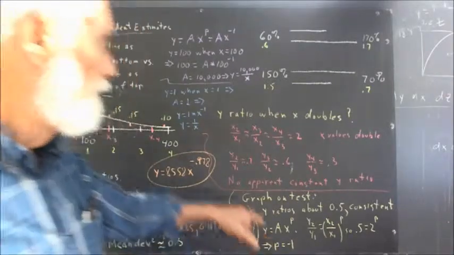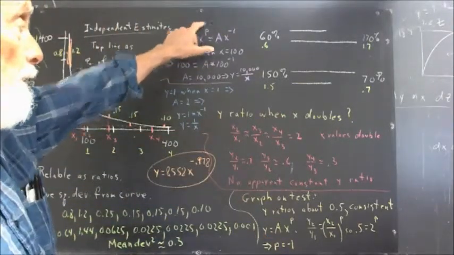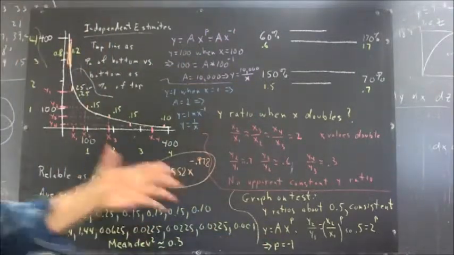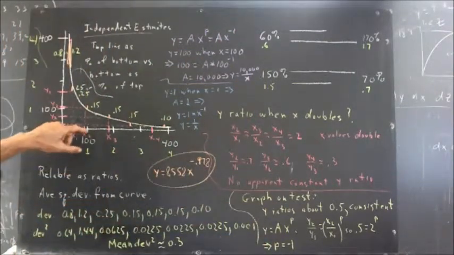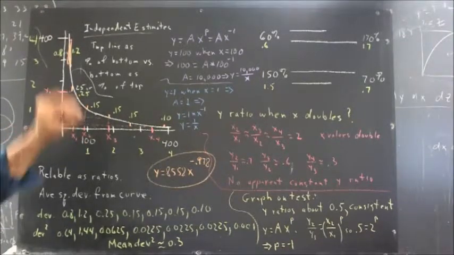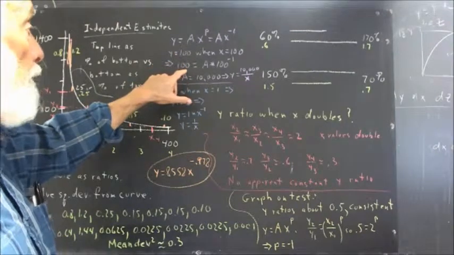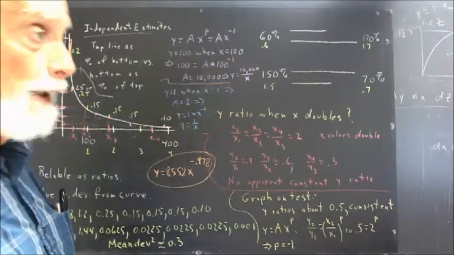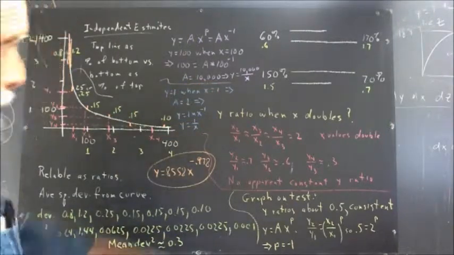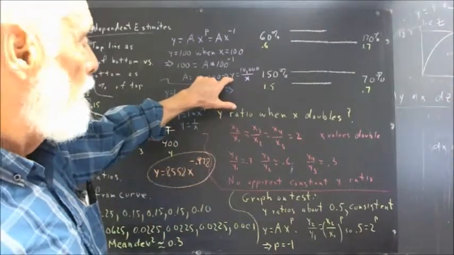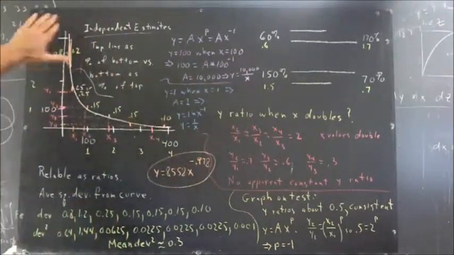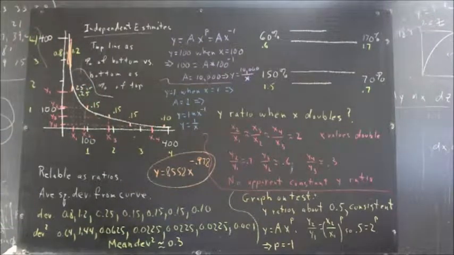And that value of p would lead us to the model y equals ax to the p, which would be ax to the negative 1, since p is negative 1. In that case, if y is 100 when x is 100, and that appears to be pretty consistent with the graph as I drew it, then you would have 100 equals a times 100 to the negative 1, and if you solve that, you get a equals 10,000, which would imply the function y equals 10,000 over x. That would be the power function for this curve.